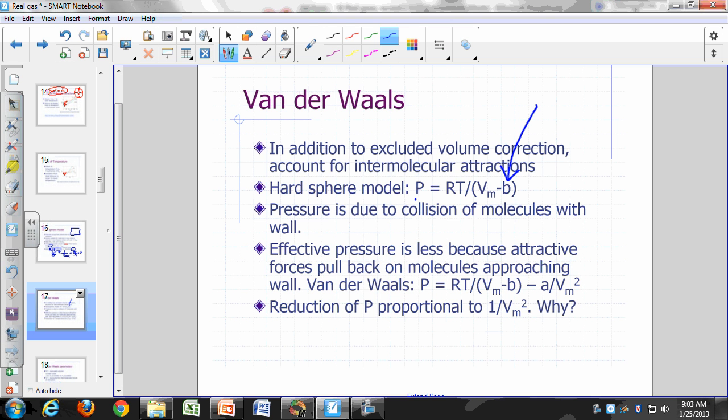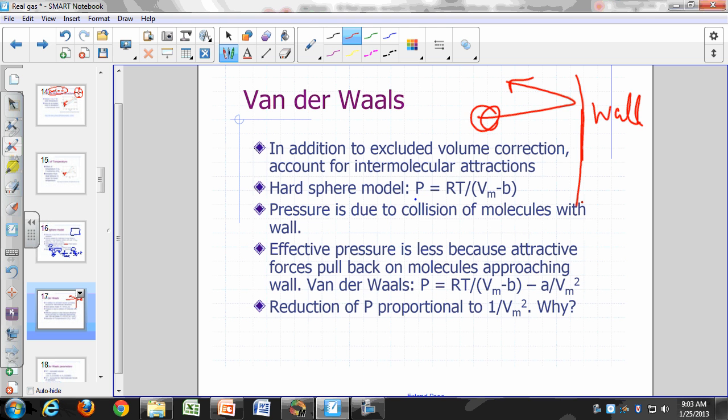What is this B right here? That's your excluded volume correction, right? Due to repulsions. Okay. Now, what happens if there are attractions? You have to take into account what's the effect of attractions on the pressure. Well, pressure is due to collisions with the wall, right? So if you have molecules and you have a wall right here, collisions between the molecules and the wall imparts a force on the wall. Okay, force divided by area gives you the pressure.